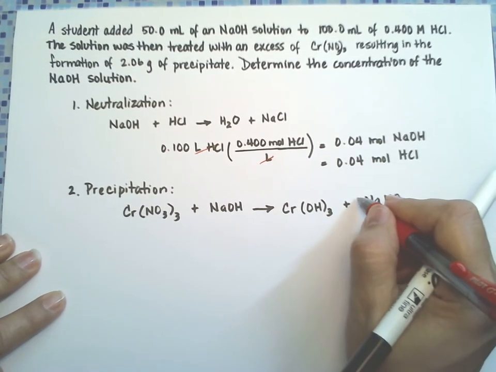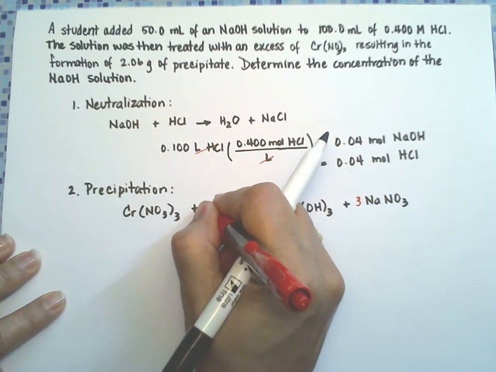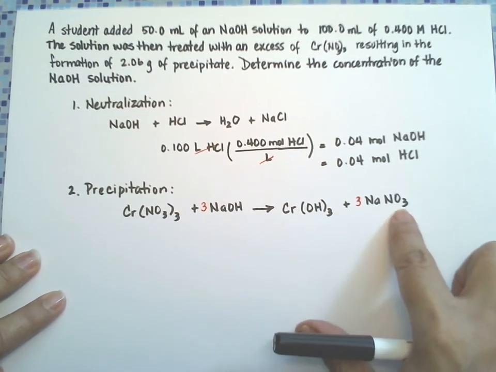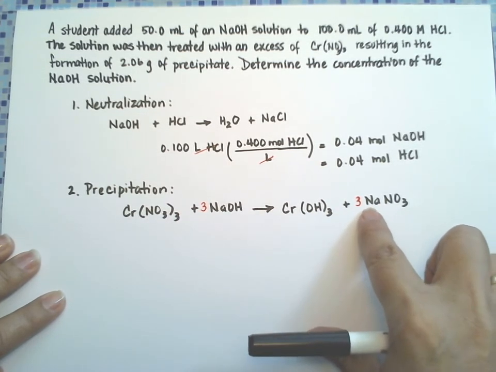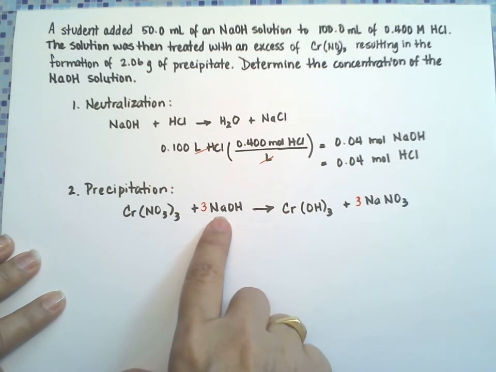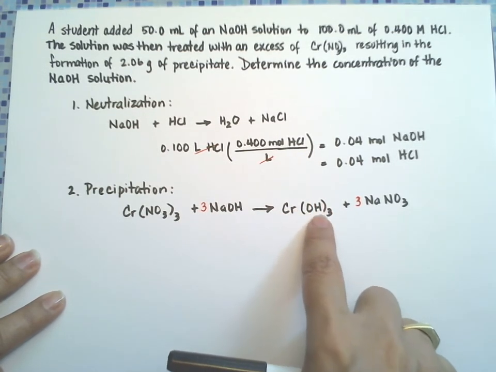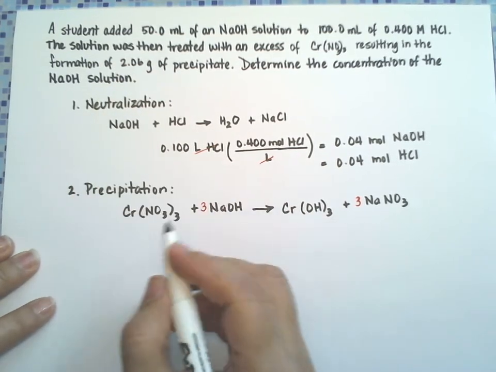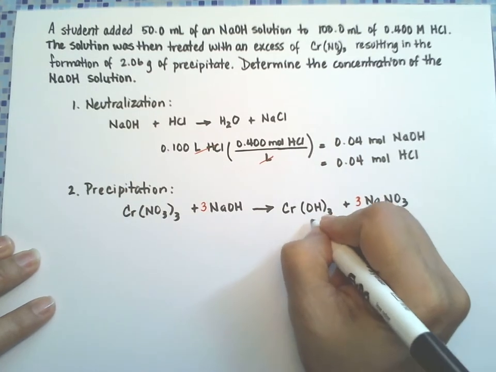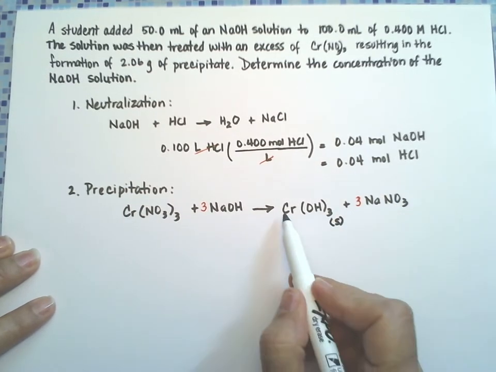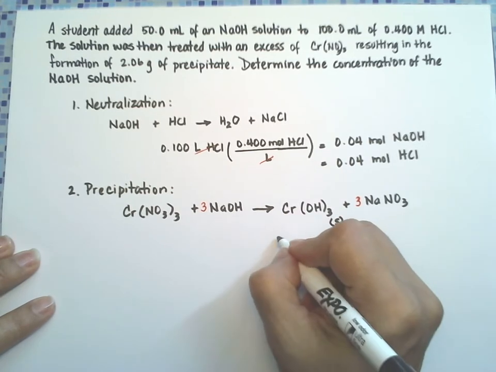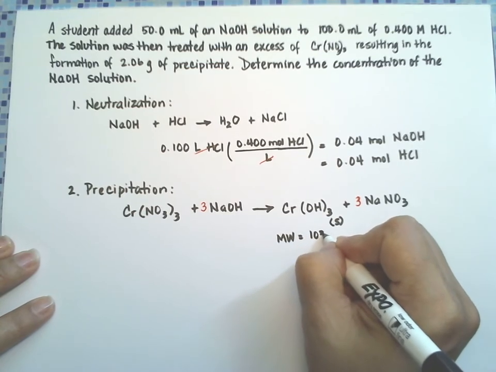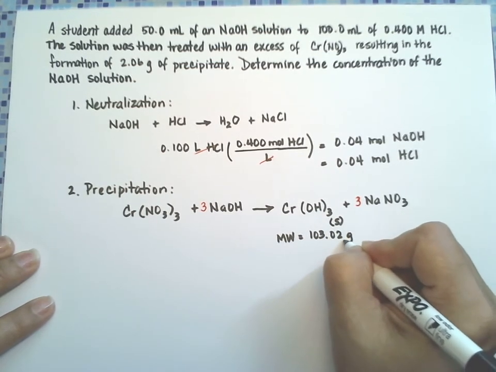So let's balance the equation really quick. There we are. You see I had 3 nitrates over here. Now I have 3 over here. That means I need to have 3 sodiums over here, and 3 hydroxides, which is what I have here. All right. I know we formed 2.06 grams of precipitate, and this is the solid that we formed. This is the precipitate, the chromium hydroxide. The molecular weight of chromium hydroxide is 103.02 grams per mole.